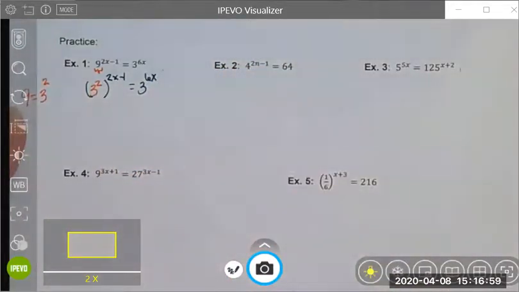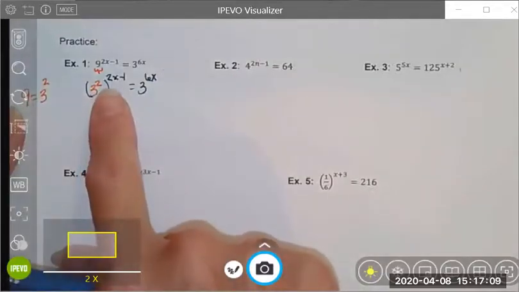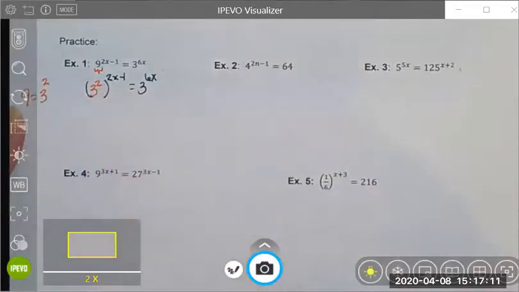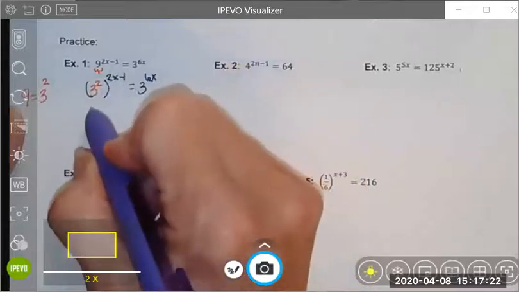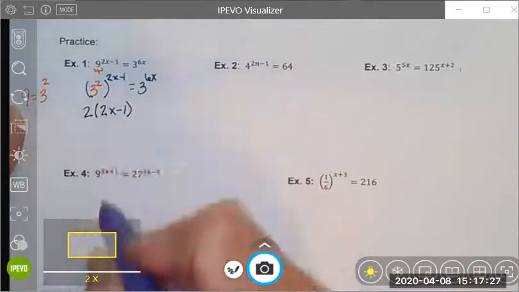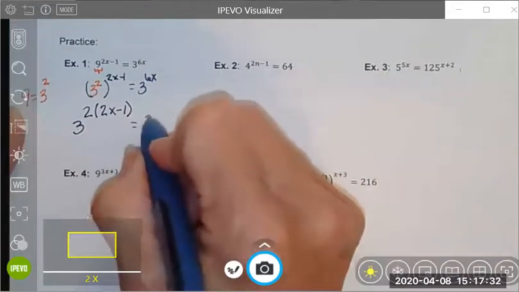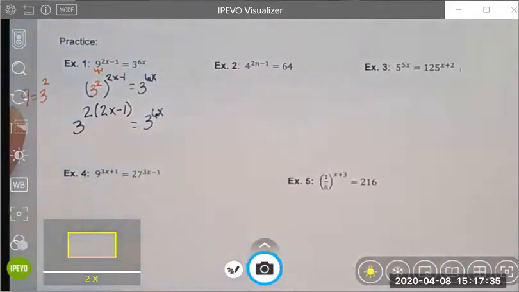Step 3 says to simplify my exponents. And I need to do that by distributing this 2 to the exponent 2x minus 1. Technically, it's probably not called distribution, but that's the way my brain thinks of it. So I'm going to multiply 2 times 2x minus 1 and raise 3 to it. And then on this side, I still have 3 to the 6x.